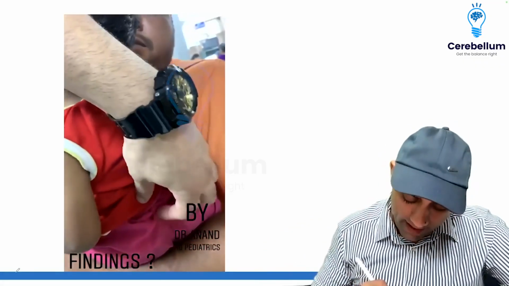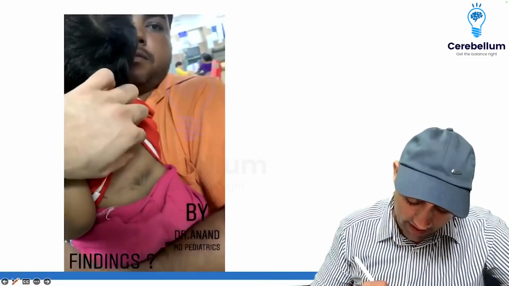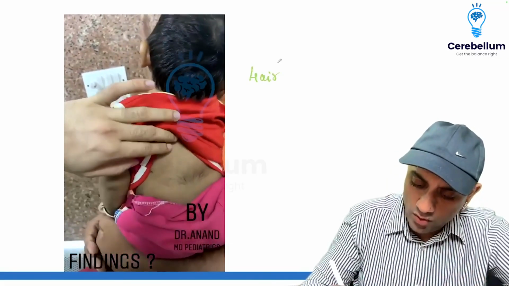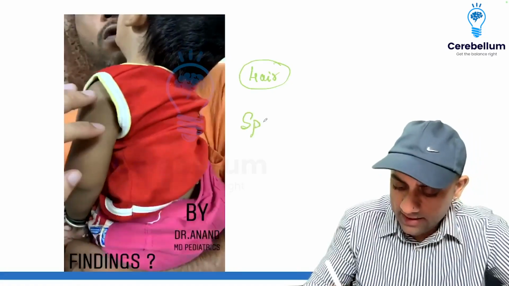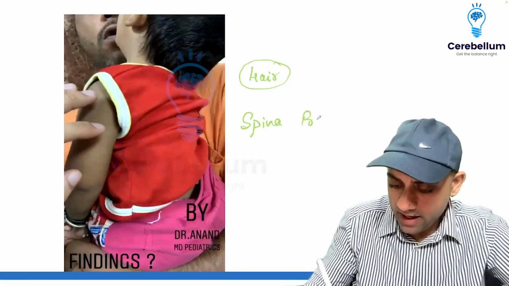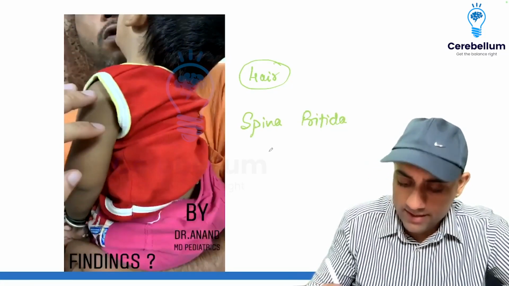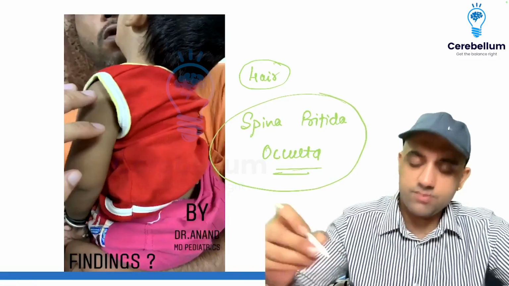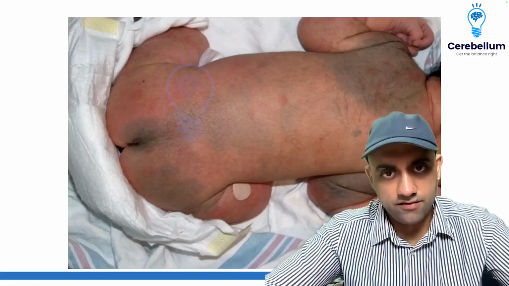Okay, one more finding if I show you. Yes, at the lower back of this patient, there is a bunch of hair. So this is a classical case of spina bifida occulta. Occulta means hidden. This patient has a neural tube defect, but that is hidden. So spina bifida occulta is the best answer for this question.